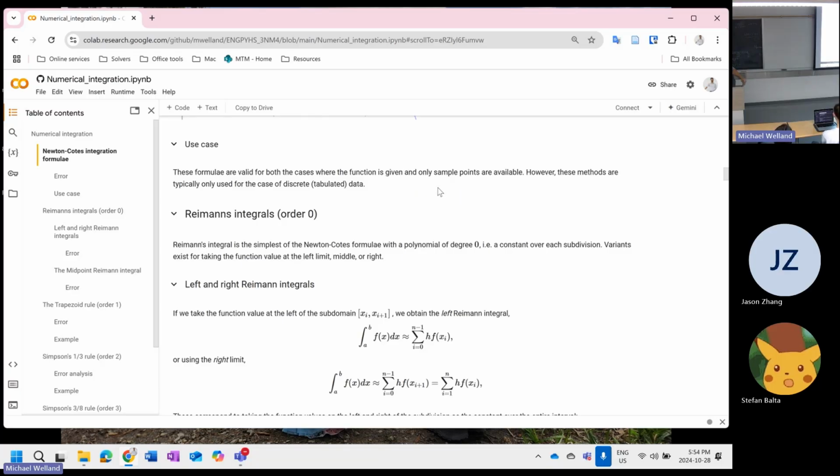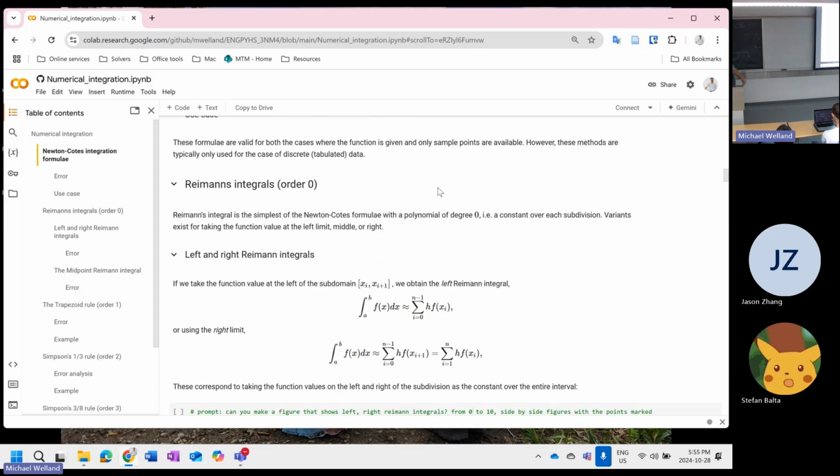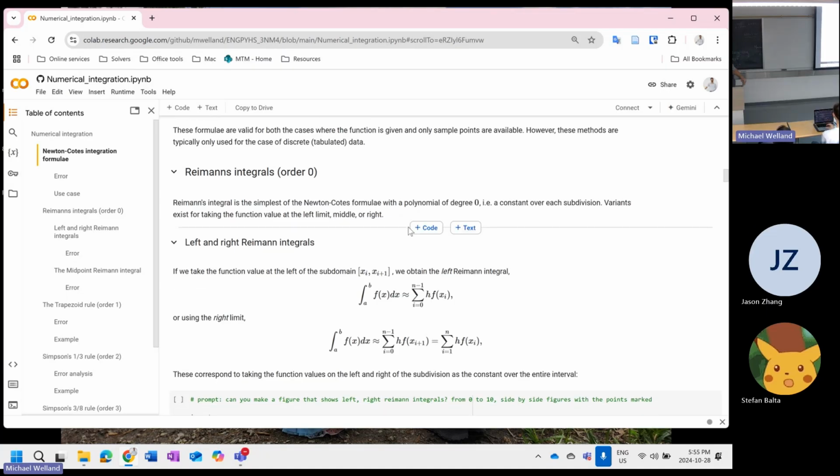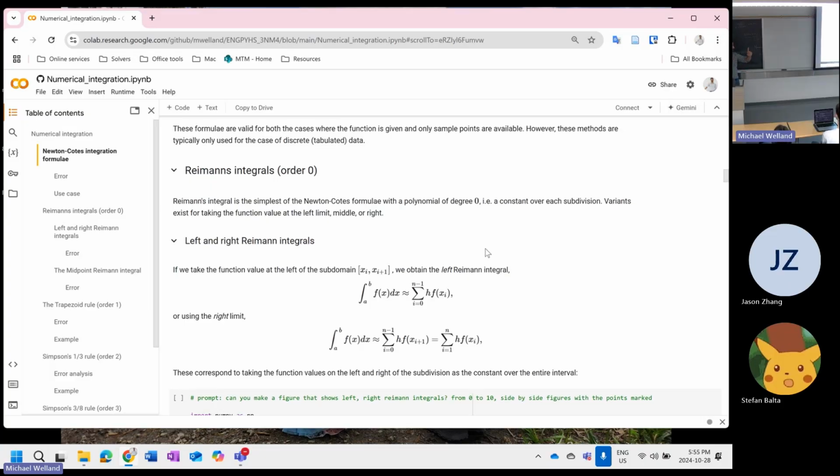I already mentioned, the formulae here are valid both if you have the function and if you only have tabulated data. Don't do it if you have the function. There are better techniques, and let's get into them. The first one is Riemann integrals. These are Newton-Cotes order 0. A zero order polynomial is a point, a constant value. So the question is, if you have a subdomain now, which point?